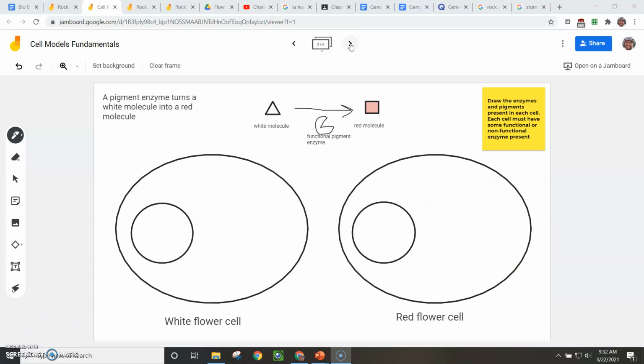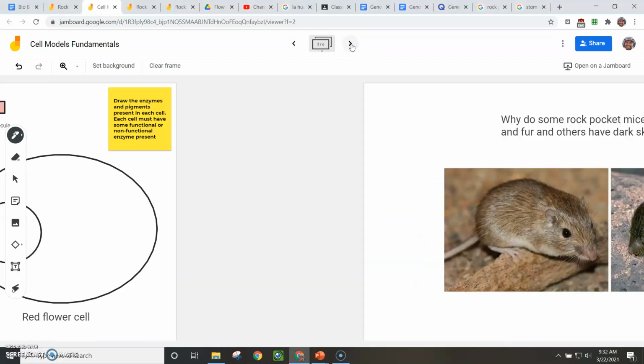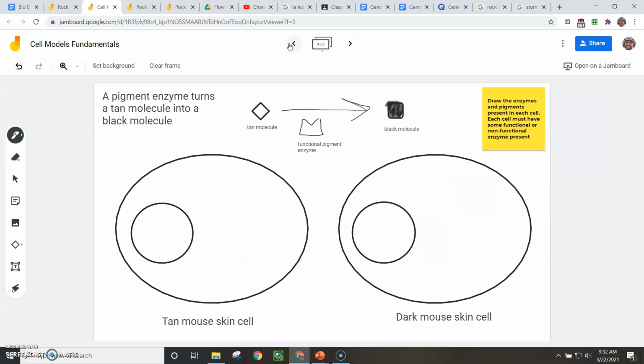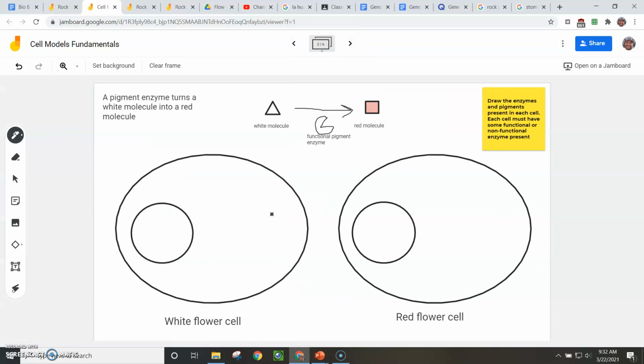I've shifted the frame over here to frame 2. You can move through this up at the top. But on frame 2, you've got some pictures of different flower cells. Here's a white flower cell, and here's a red flower cell. They look the same right now, but we're going to show what's different inside of these cells. You've got some clues here.